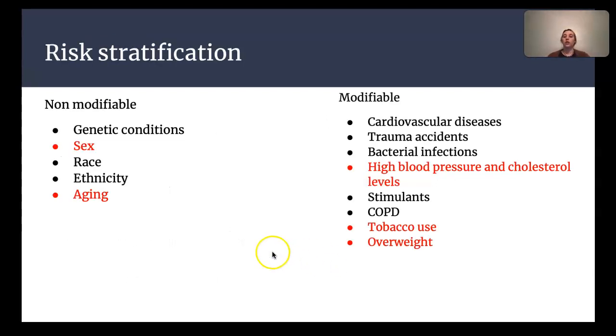The risk stratifications. These are all risk stratifications for the general population. But specifically for my client, the non-modifiable ones are the red ones: his sex, being male, and his age, since he is above the age of 55. For modifiable, he has the risks of high blood pressure and cholesterol levels, as well as tobacco use and being overweight.